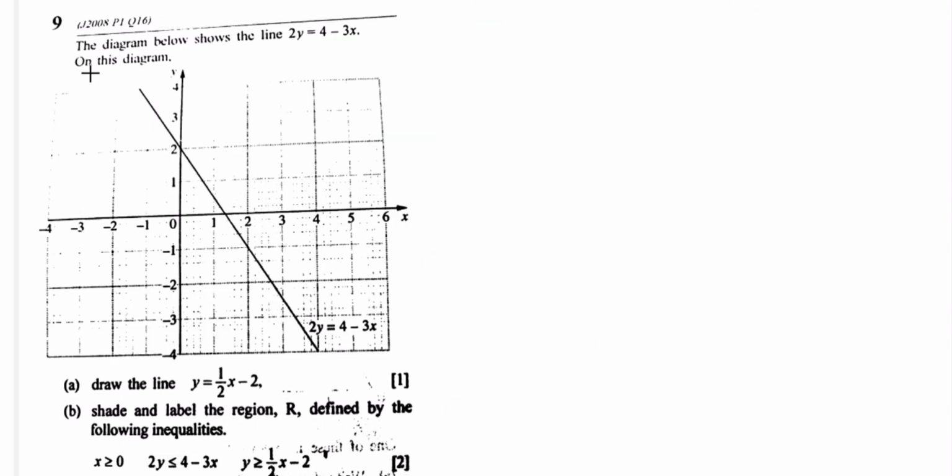The next one, question 9. The diagram below shows the line 2y is equal to 4 minus 3x. This is the given graph of the line 2y is equal to 4 minus 3x. Draw the line y is equal to half x minus 2. We need to draw the graph of the line y = 1/2 x minus 2. One method to draw the graph of this line is to find its x-intercept and y-intercept, or the second one is to convert it into two intercept form.